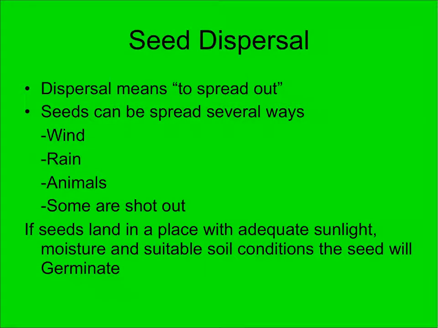All right, so when we're talking about dispersal, it just means how things are transported, or spread. Another way we can say it is how seeds are spread. There are various ways: wind, rain, and animals. And some are shot out. I don't know if you've seen pictures of plants on National Geographic or whatever it is, but some plants can actually spit out their seeds and it can go a pretty good distance.